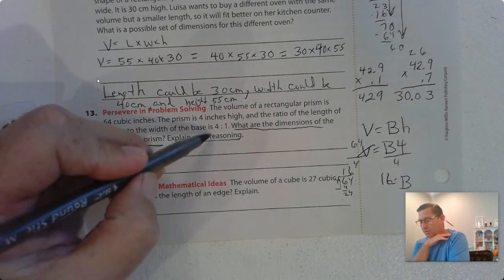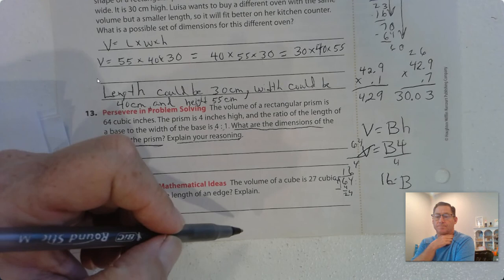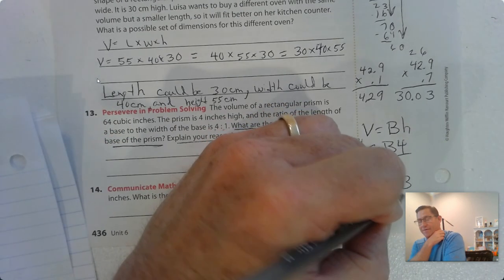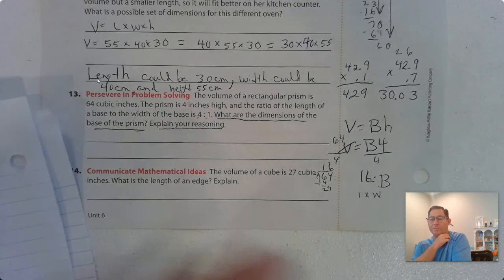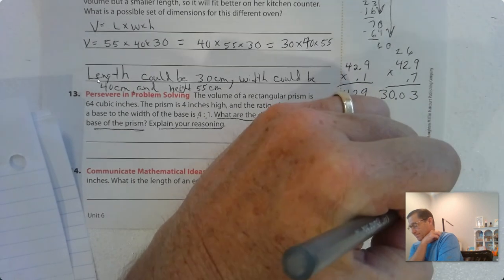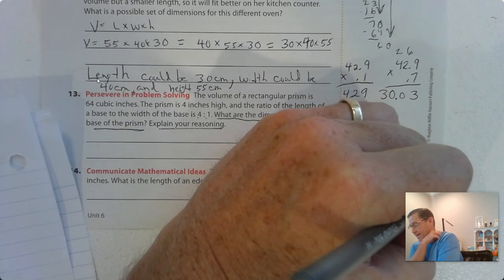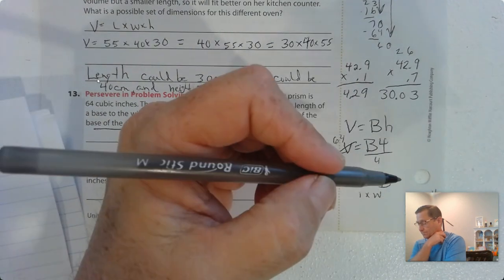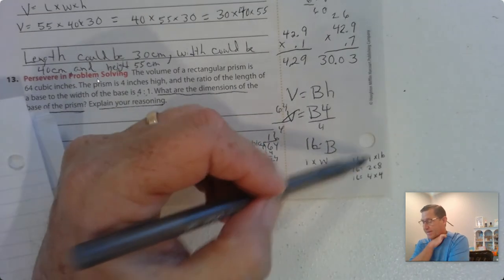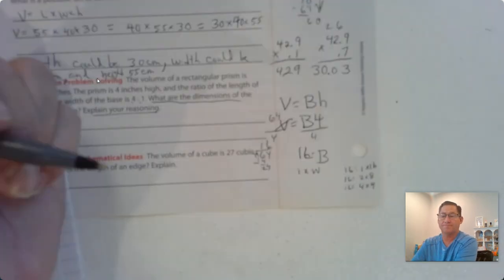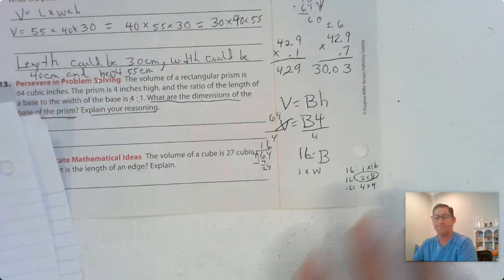And it's in the ratio of 4:1. Well, remember that the base is found by multiplying length times width. All right, well, what numbers multiply together give you 16? Well, I could have 1 times 16. I could have 2 times 8. I could have 4 times 4. So that's it, right? And which of these three possibilities has a ratio of 4:1? This one right here, right?